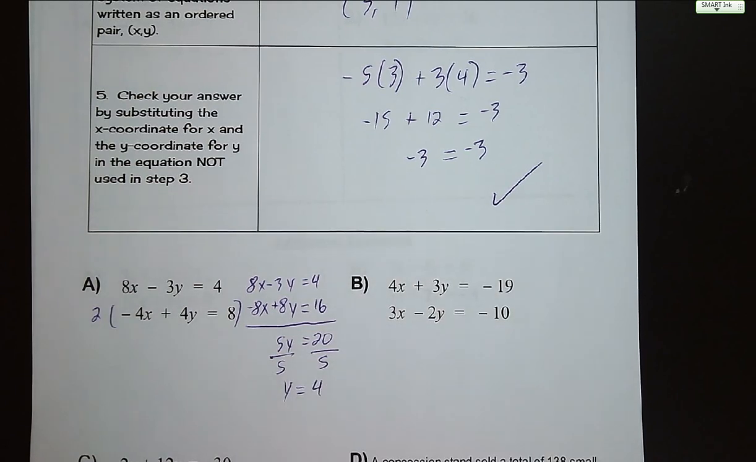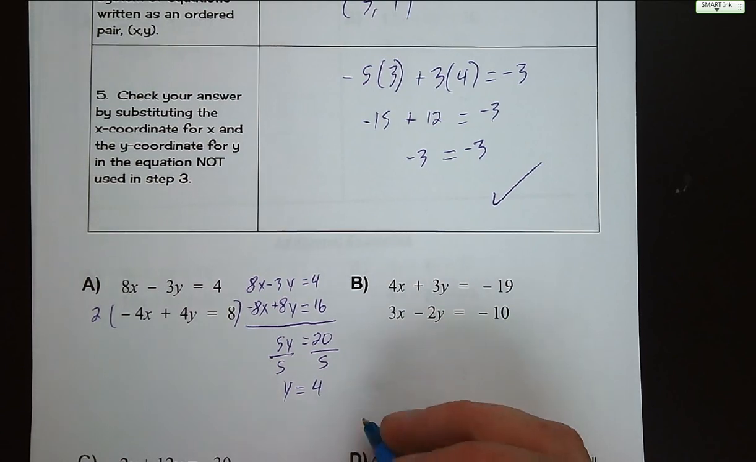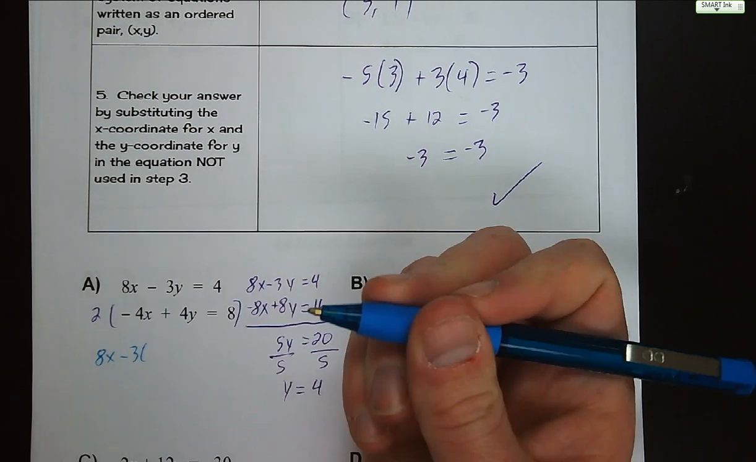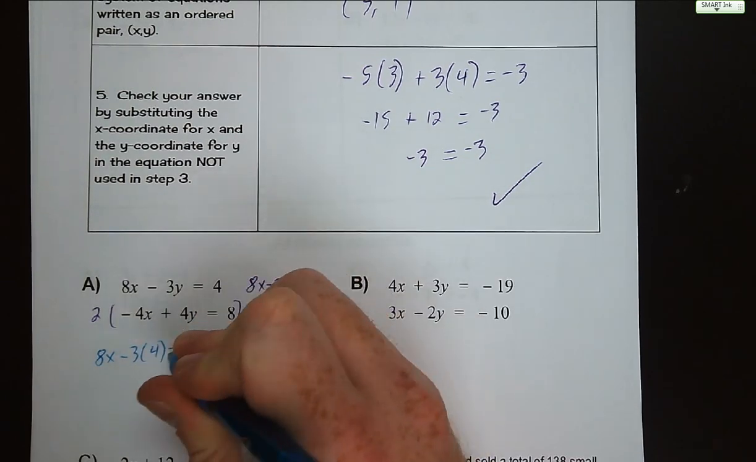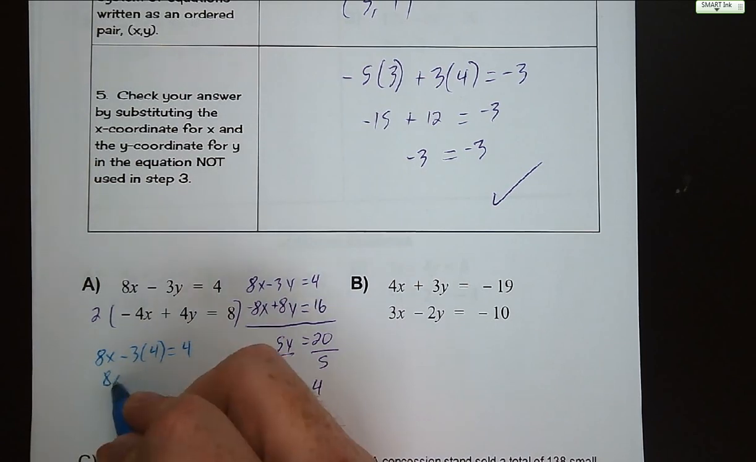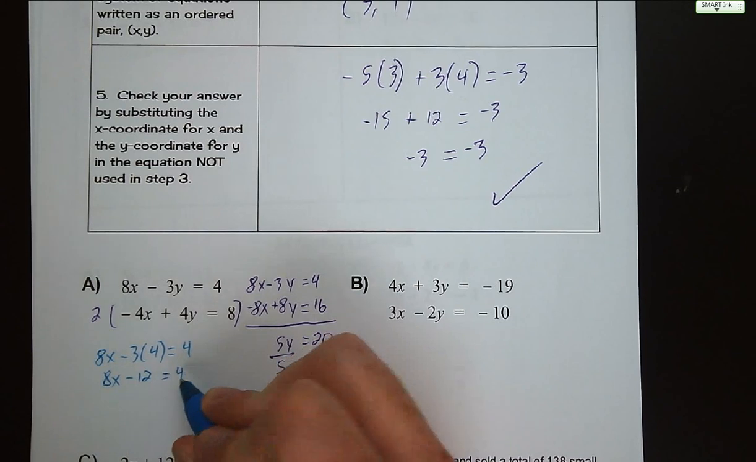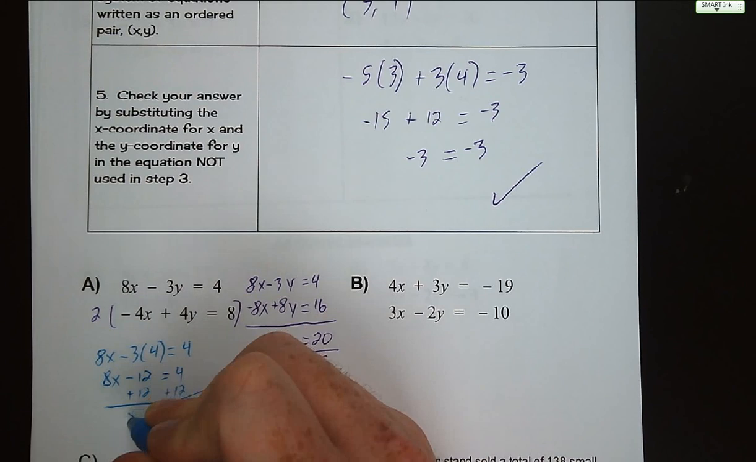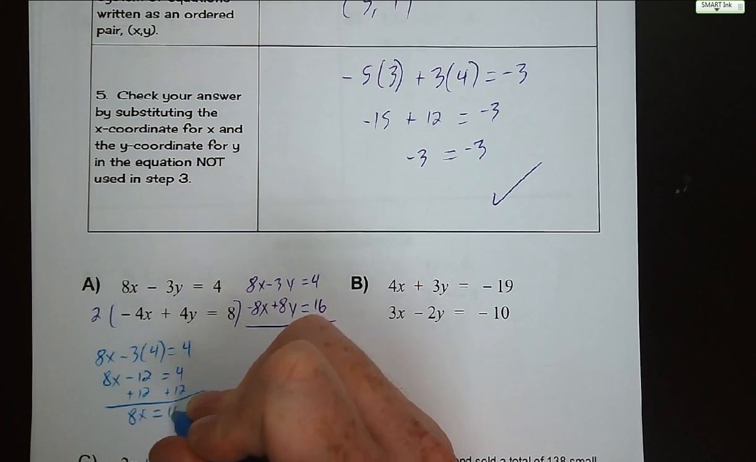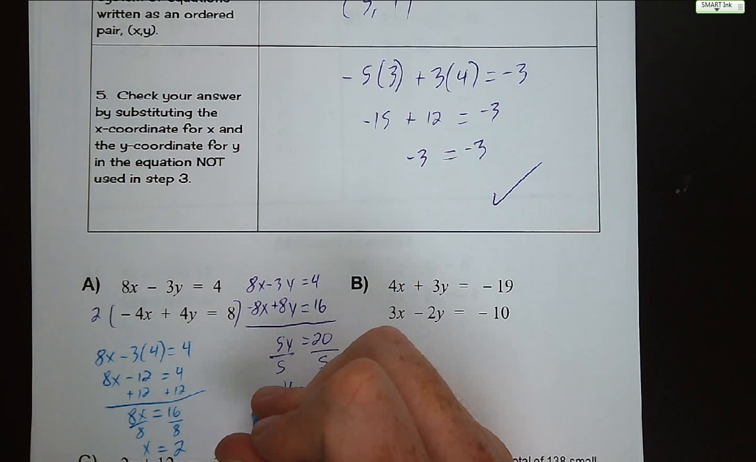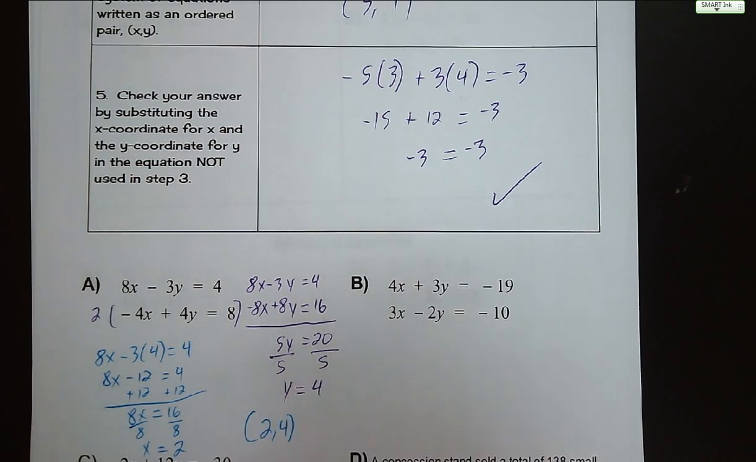So now I'm going to pick one of my two equations to plug in my solution. I'm going to use the first one, 8x minus 3 times 4 equals 4. 8x minus 12 equals 4. We're going to add 12 to both sides of our equation. 8x equals 16. Divide by 8. X equals 2. So my ordered pair is 2, 4.